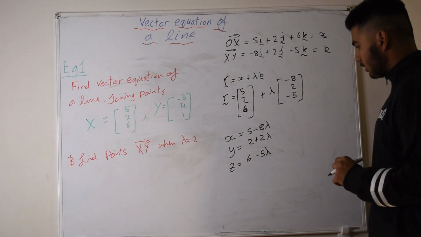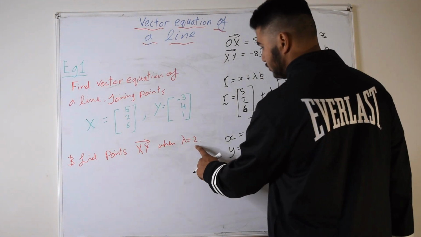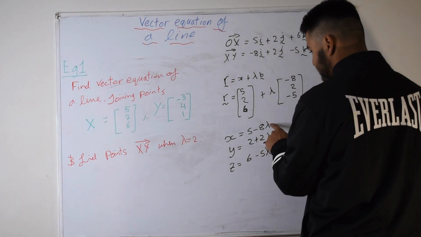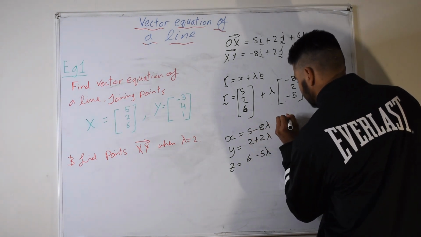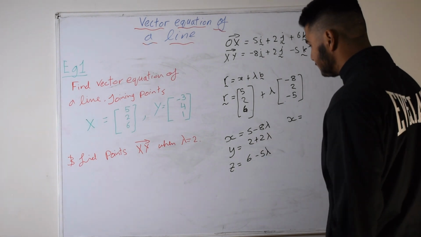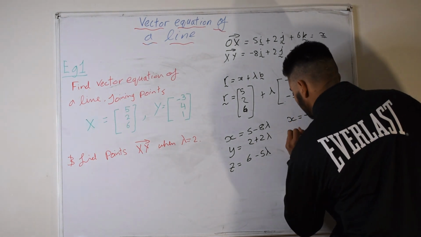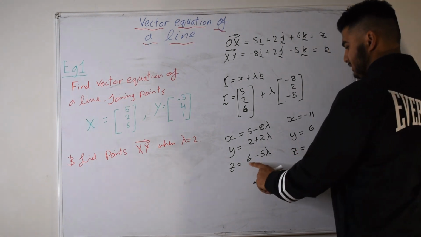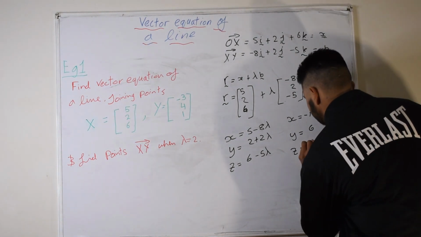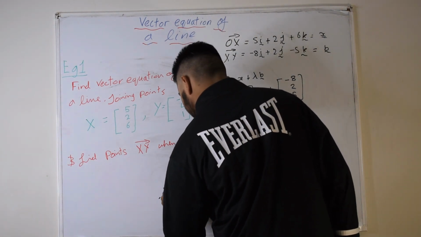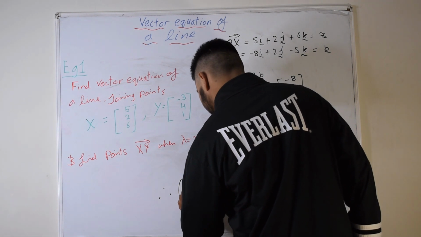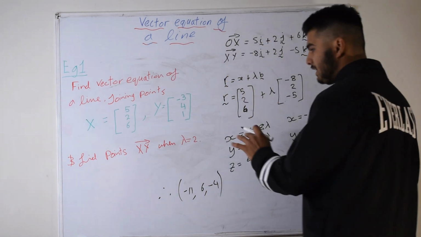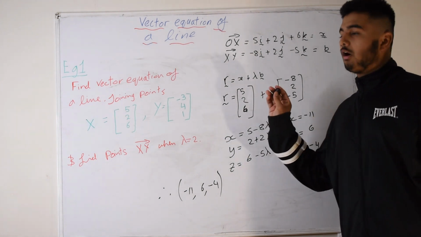Next step, we know that lambda equals 2, so for the points x, y, and z for this vector, we just sub in 2 for lambda. So x then equals 5 minus 16, which is -11. Y is 2 times 2 is 4, plus 2 is 6, and z is 6 minus 5 times 2, which is 10. 6 minus 10 is -4. Therefore, the coordinates are -11, 6, and -4. That is how you do example 1. Now we'll go on to the next example.